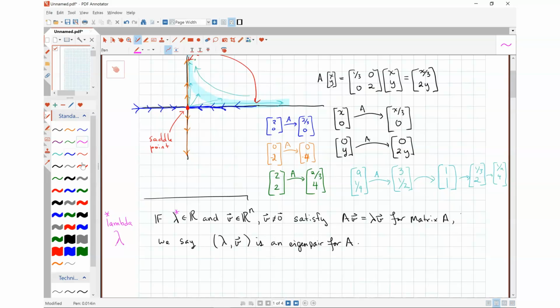So for this matrix, the one that we did up here, we had two of these special directions where A times anything that was along the y-axis was just equal to 2 times y. And anything that was along the x-axis was equal to 1/3 times that same vector.